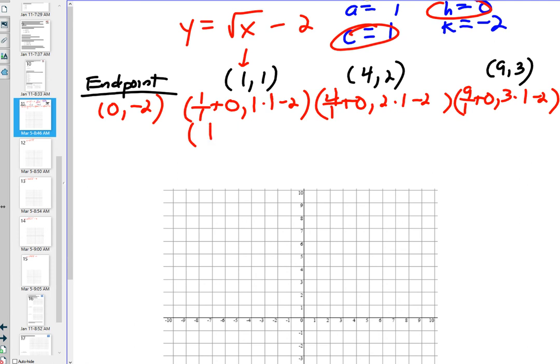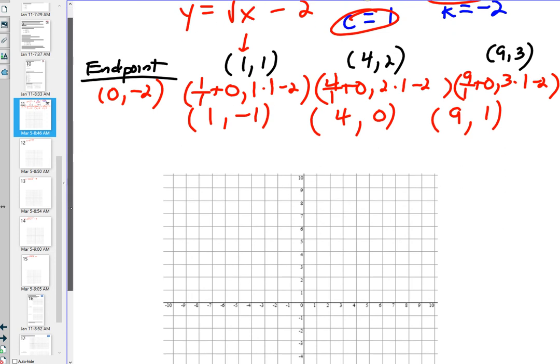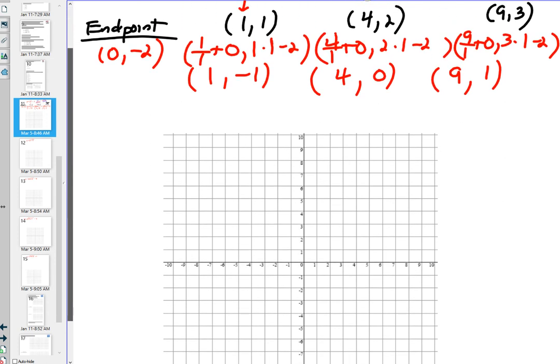Let's go 1, and this is -1. This is 4, and this is 0, and then this is 9. Guys, can you see where I got those numbers from? I'm not confusing you. All I do is I perform the operation. Now let's see what this would look like. Let's plot our points. 0, -2.